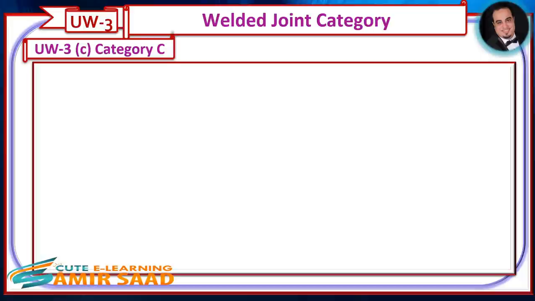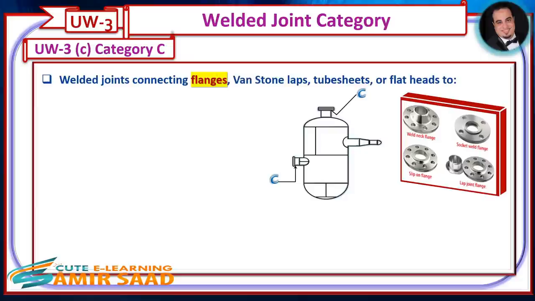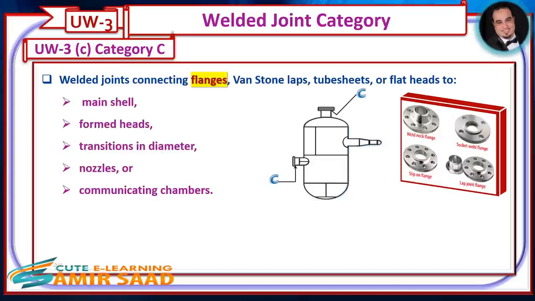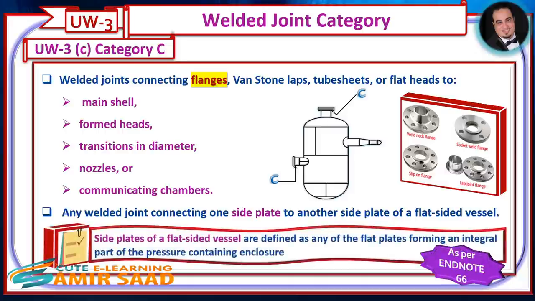UW-3(c), Category C. Welded joints connecting flanges, Van Stone laps, tube sheets, or flat heads to main shell, formed heads, transitions in diameter, nozzles, or communicating chambers. Any welded joint connecting one side plate to another side plate of a flat-sided vessel. As per endnote 66, side plates of a flat-sided vessel are defined as any of the flat plates forming an integral part of the pressure-containing enclosure.